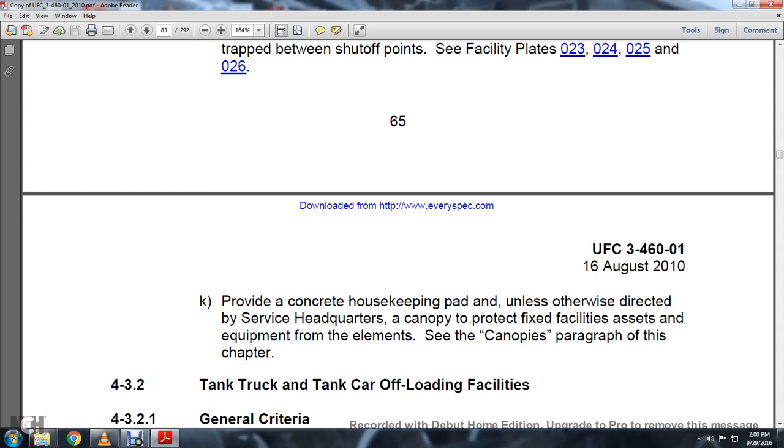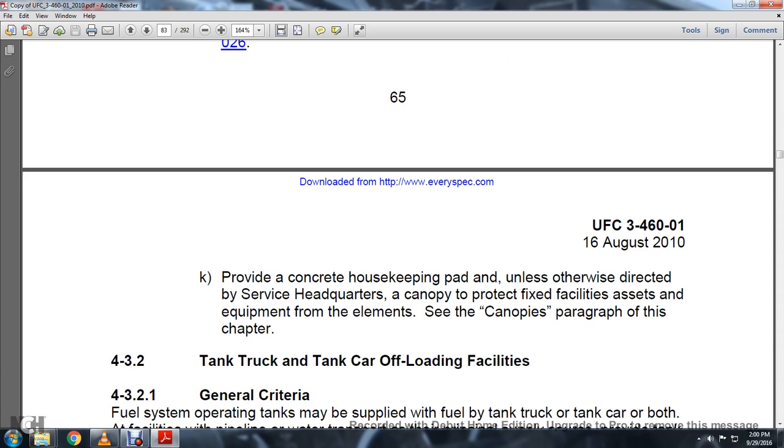Provide a concrete housing and pad, unless otherwise directed by the service headquarters, and a canopy to protect the fixed facilities, assets and equipment from the elements. See the canopy paragraphs in this chapter.